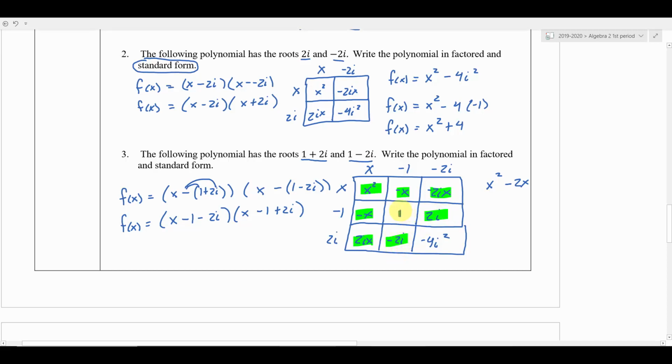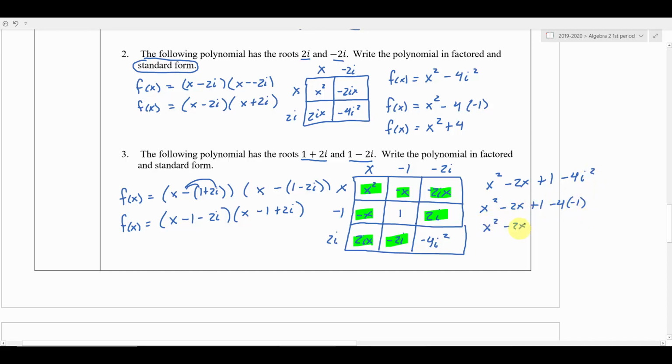And then I have a 1, so I'll go ahead and put that in my polynomial. That doesn't combine with anything, so it's just a plus 1. And then we have minus 4i squared. These two were the last two, and they didn't combine with anything else. So I'm going to start simplifying a little bit more over here. Remember, i squared is just a negative 1, so this is really just minus 4 times negative 1.